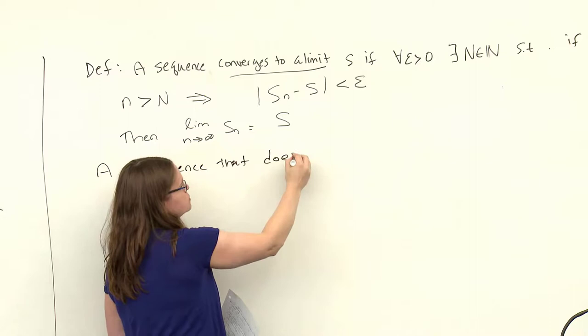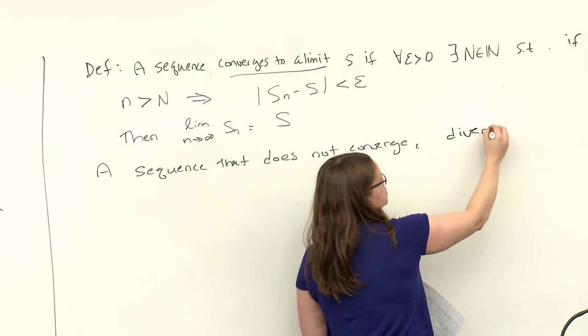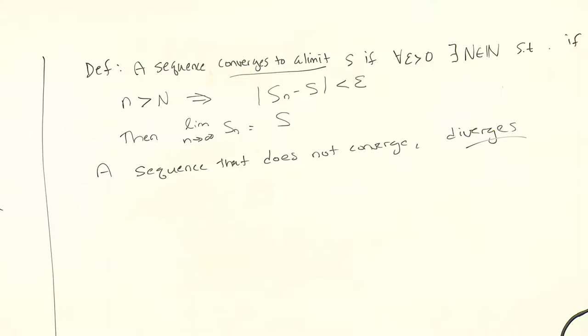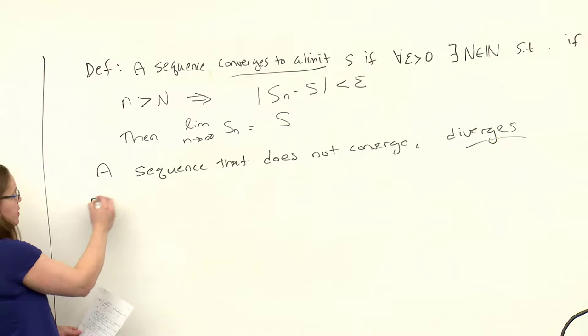Is going to diverge. Right, and diverge could mean it diverges off to infinity, or it just bounces around and never settles down anywhere, or whatever. Okay, so easy example, and you know how to do this already.